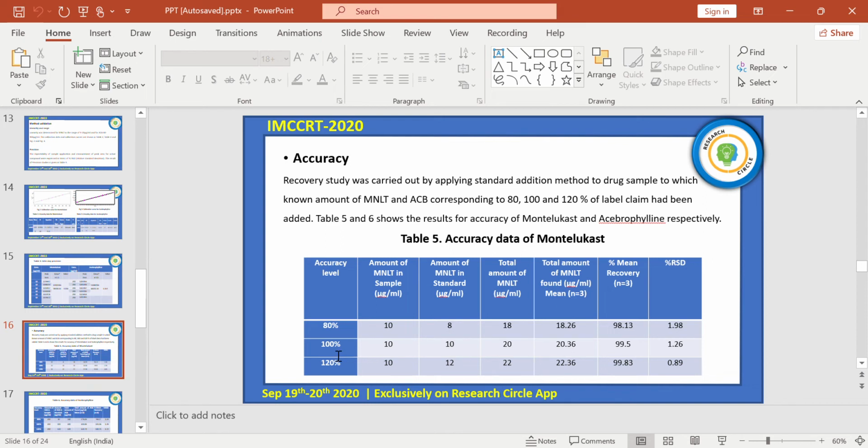At 100% level, the percent mean recovery was found to be 99.5%, and at 120% accuracy level, the percent mean recovery was found to be 99.83%.